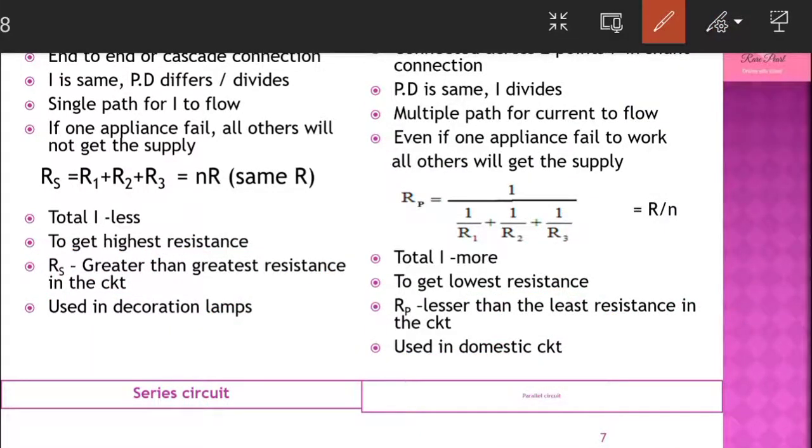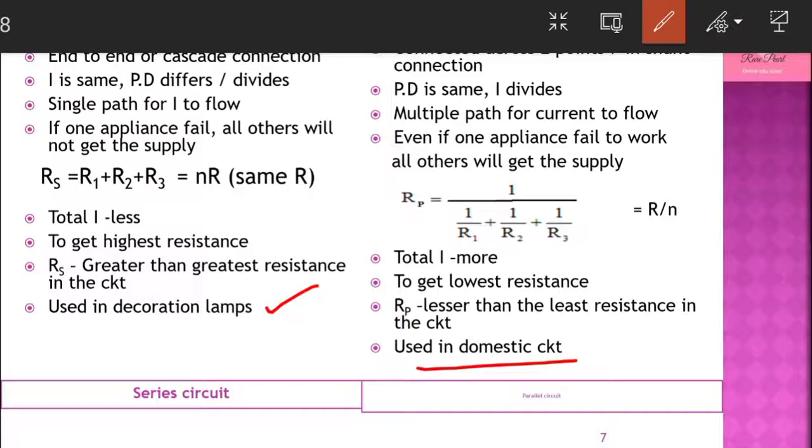Next, where do we use series connection? We use it in decoration lamps. You would have seen that during Christmas or during festivals like Ganesha Chaturthi, we use decoration series lamps. So that makes use of series connection. The domestic circuit, that is all the appliances in the home, are connected in parallel. Why is parallel connection used in domestic wiring?